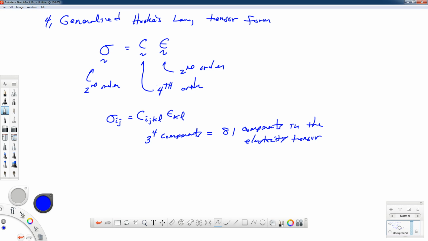Now we already know that for the most general anisotropic material we only have 21 elastic constants. Only. That's still a lot of material testing to do. But if we have 81 components in a fourth order tensor, there must be some symmetries going on that we can figure out how to reduce this from 81 to at least 21. And we can do that.